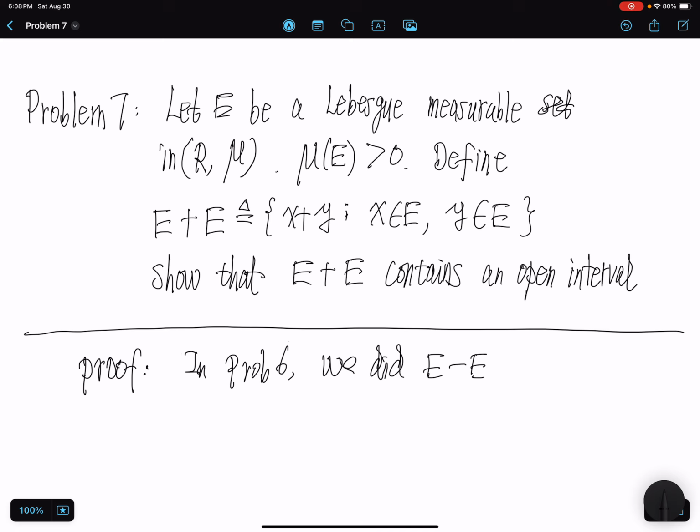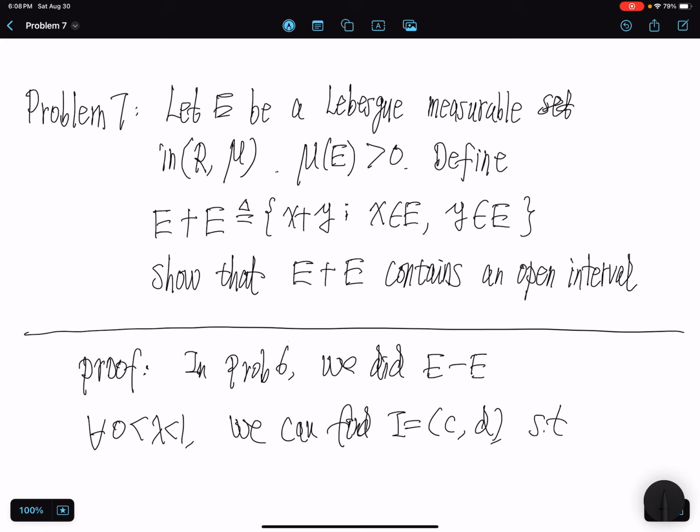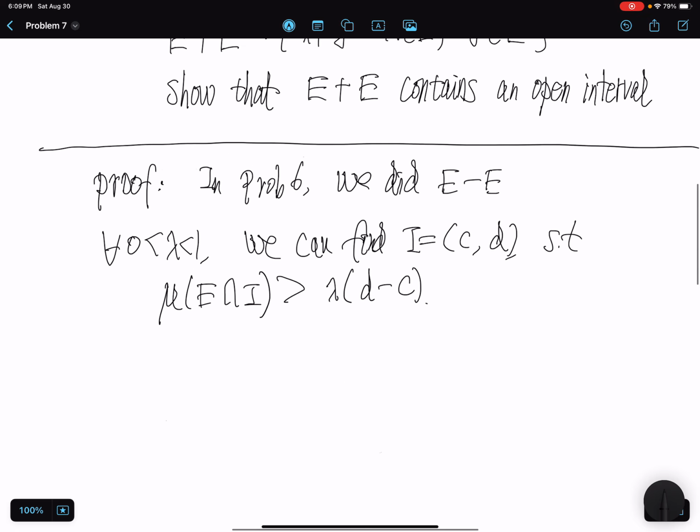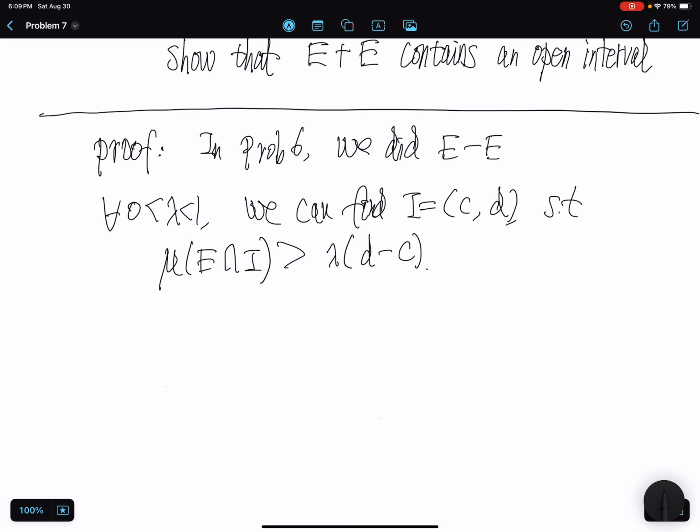The lemma says for all lambda between 0 and 1, we can find an open interval I from C to D such that the measure of the intersection of E with I is greater than lambda times D minus C. So how do we use this to find the open interval which is contained in E plus E?